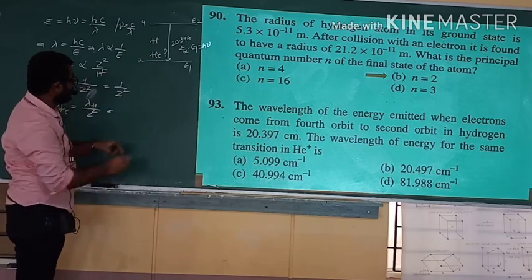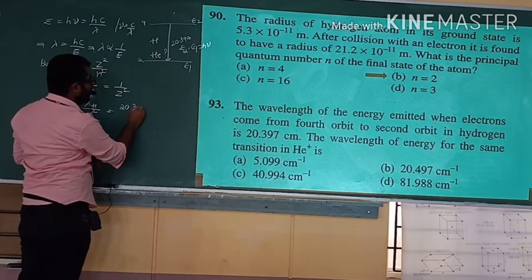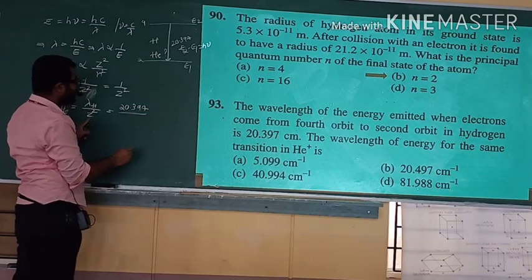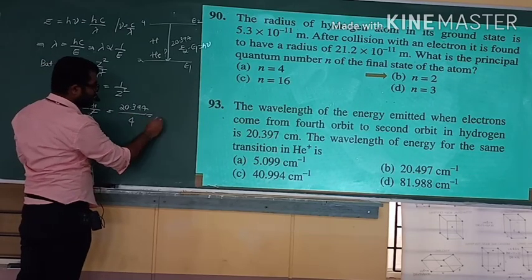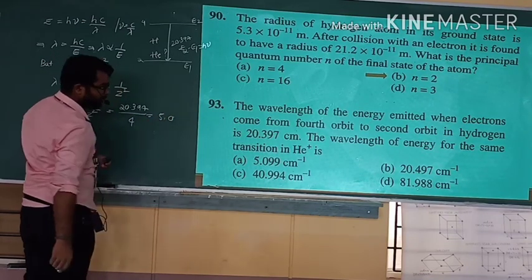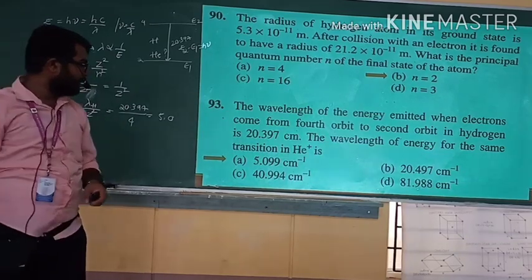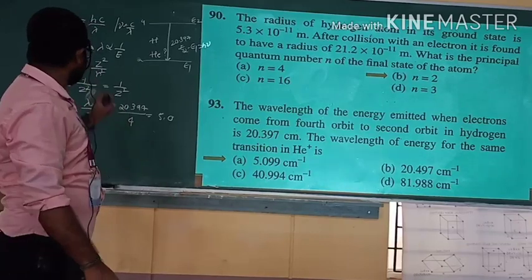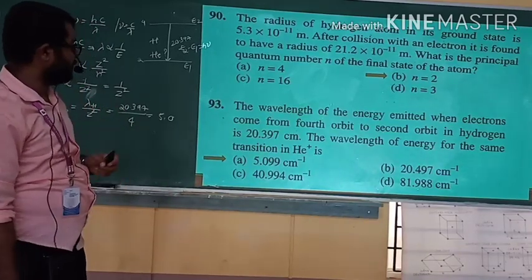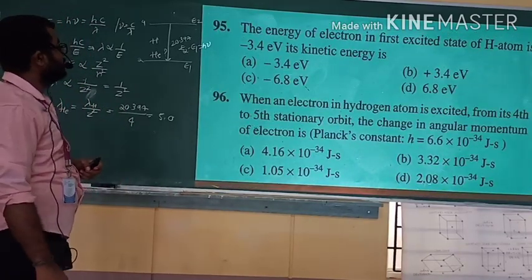What value is given for hydrogen? It is 20.397 divided by z square, and for helium z is 2, so 2 square is 4. 4 ones are 4, 5 fives are 25, so it is a 5 point something value. The 5 point something value is 5.0097 per centimeter, which will be the wavelength. Okay, so that is the answer. Next, 95.